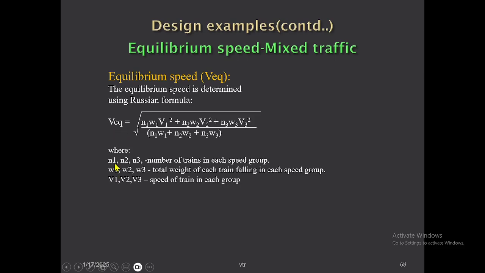Here N1, N2, N3 and so on are the number of trains in each speed group, W1, W2, W3 the total weight of each train falling in each speed group, and V1, V2, V3 the speed of the train in each group. So, collecting the data, with the available data we can find out the equilibrium speed, and after that we can go on to calculate our equilibrium cant. We will see a worked out example.